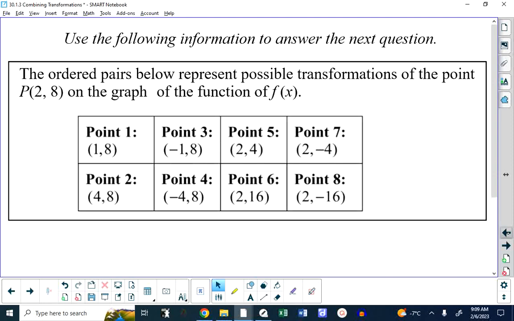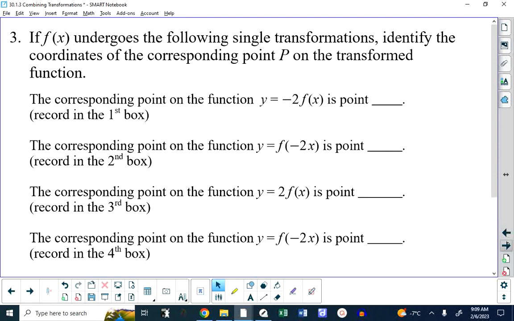So we have a numerical response question that's almost like a multiple choice question, but you have lots of choices. You have lots of options. And you're told that we are going to transform the point P. The ordered pairs below represent possible transformations. That means possible results after we transform that point P on the function f of x. The transformed functions are, well, there's 4 different ones.